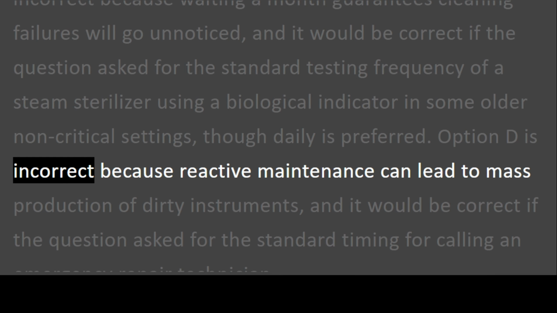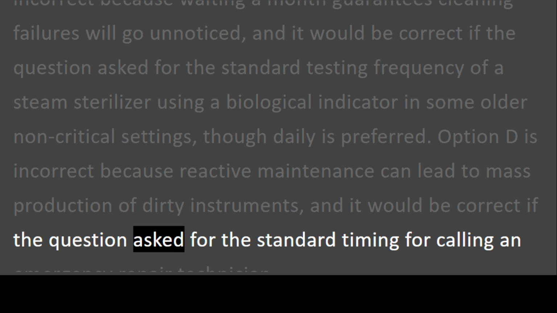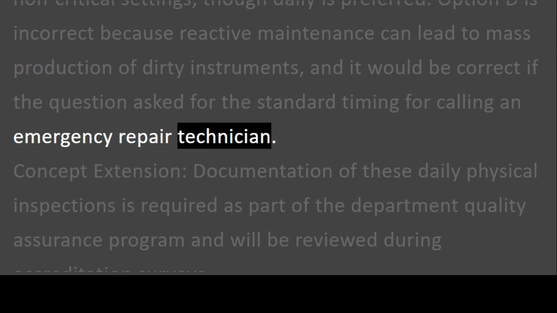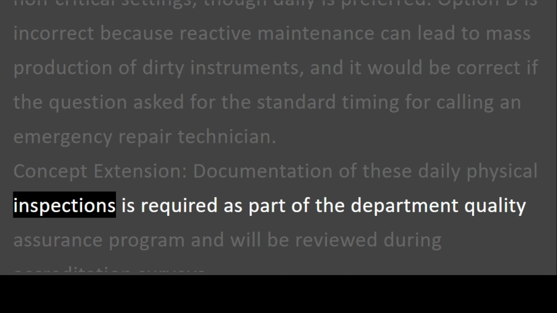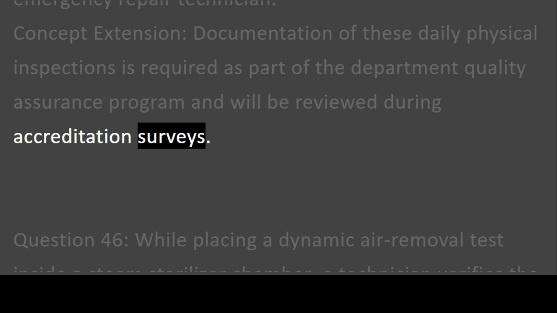Option D is incorrect because reactive maintenance can lead to mass production of dirty instruments, and it would be correct if the question asked for the standard timing for calling an emergency repair technician. Concept extension. Documentation of these daily physical inspections is required as part of the Department Quality Assurance Program and will be reviewed during accreditation surveys.